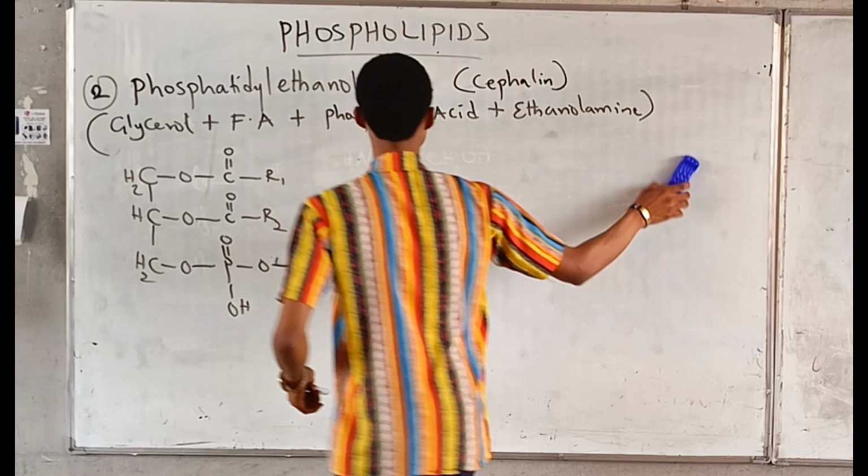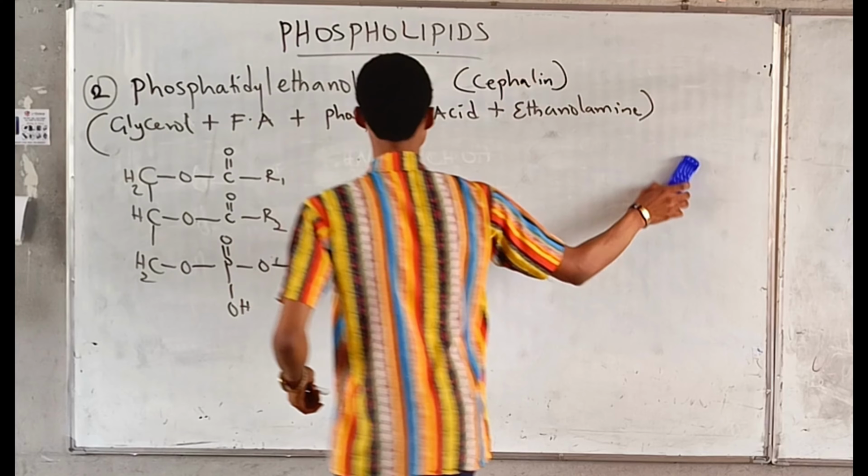Now, phosphatidylethanolamine. Phosphatidylethanolamine contains what, and what? Fatty acid, glycerol, phosphoric acid, and what? Ethanolamine. So the base here is ethanolamine. Are you following? If you don't call it phosphatidylethanolamine, you call it what? You call it cephalin. If you don't call it phosphatidylcholine, you call it what? Lecithin. Good.